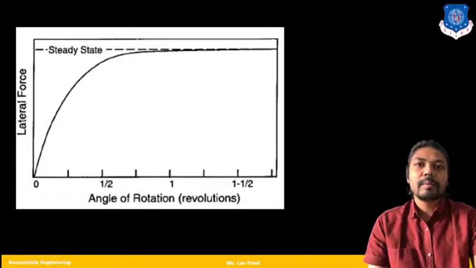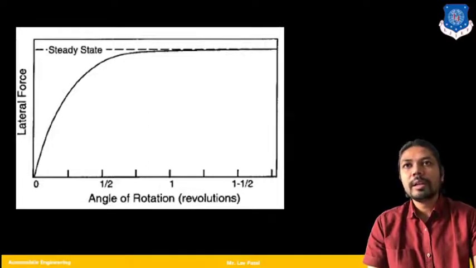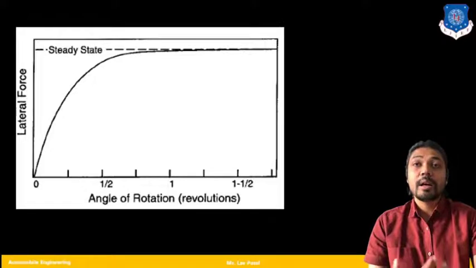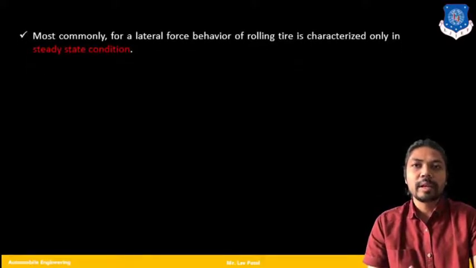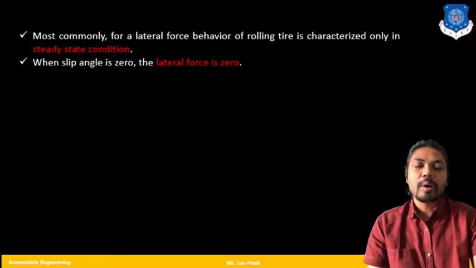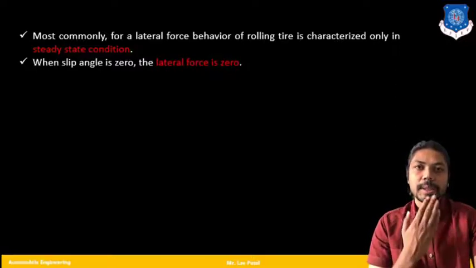It is about the revolution of the tire. So here you can see that at half rotation of the tire, the lateral force is going to increase, and at this point we will not feel any kind of turning, and after that angle you will find steady state. So moving further, the lateral force behavior of a rolling tire is characterized only in steady state conditions. So we are keeping steady state conditions in mind.